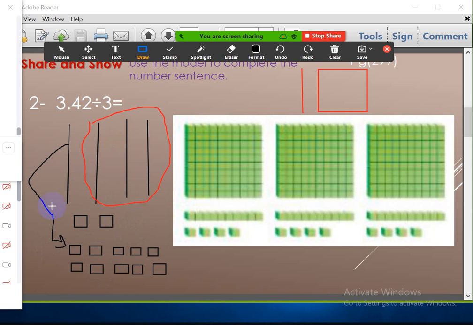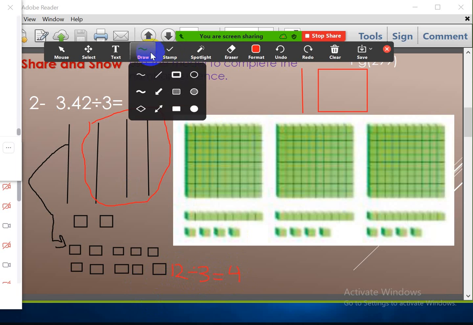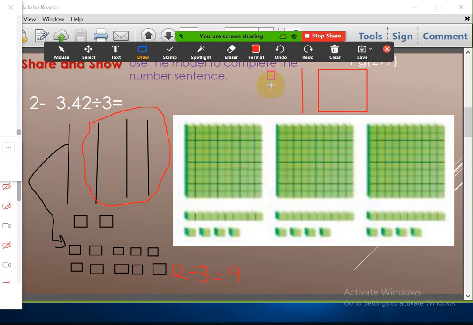So I want to divide 12 small cubes by 3. Divide the 12 small cubes by 3. Each one will take what? 12 divided by 3. Thank you, Larissa. 12 divided by 3 equals what? Equals 4. That means each one will take 4 small cubes.